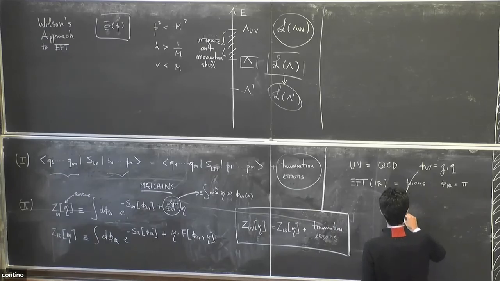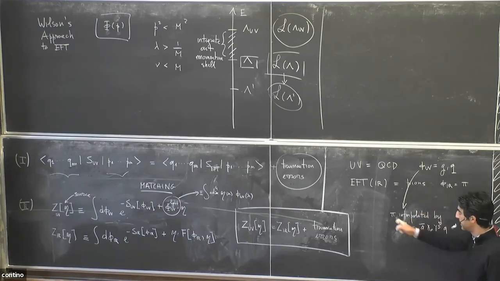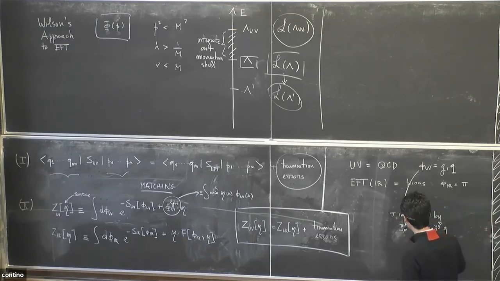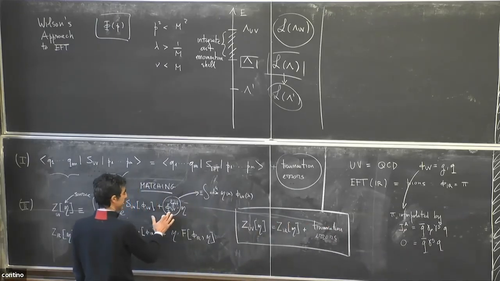So in this situation, the pion is interpolated by an operator which might be, for example, the current. For example, an axial current, which is Q bar gamma mu gamma 5 Q, that is an operator which has the right quantum numbers to excite a pion. But you can use also other operators. For example, you can use a pseudo density, Q bar gamma 5 Q. That's another operator which can also excite a pion out of the vacuum.